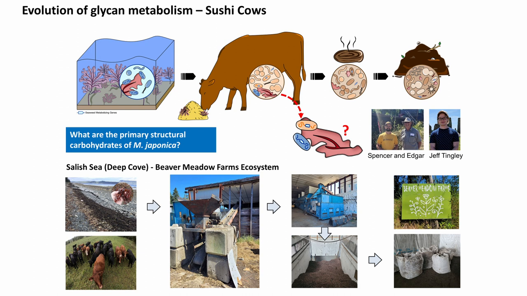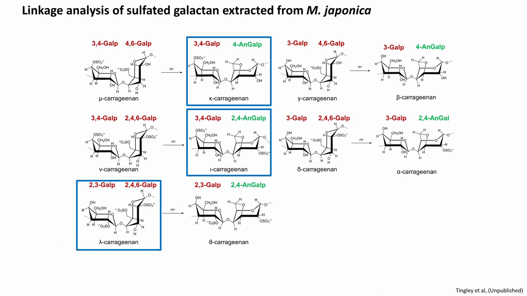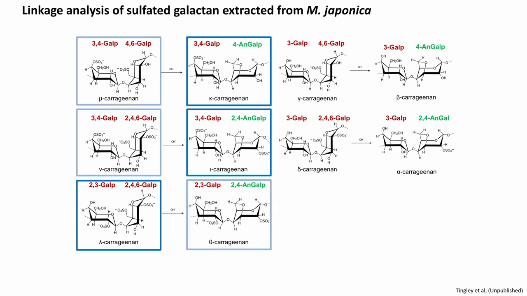So the first question we asked is, what are the structural carbohydrates of this introduced seaweed? We primarily have done glycosidic linkage analysis here, and what we're showing in red, these are the galactose derivatives, and in green, these are the anhydrous sugars, which you find in red algal galactan. So there's really no surprises here, but we were able to show that there are some enriched linkages, and if we map them out onto the carrageenans here, there's primarily kappa carrageenan, iota carrageenan, and lambda carrageenan, but there's also trace amounts of other carrageenans as well.